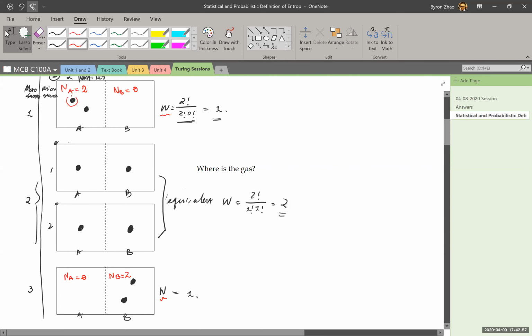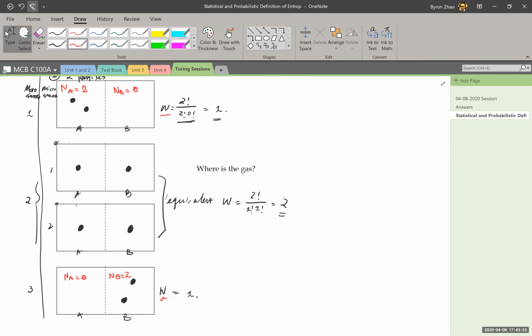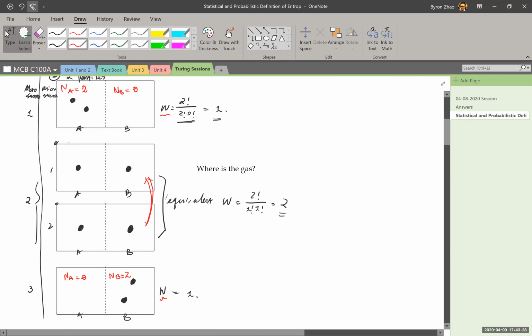By that, I mean, if you start with macro state 1, you say, okay, let's try to change it to macro state 2. We can put the first molecule into this A section and this molecule into the B section, or we can put this first molecule into the B section first, and then put this second molecule into the A section. However, when we achieve macro state number 2, you would not be able to distinguish between these 2 micro states because we have the same type of molecule.